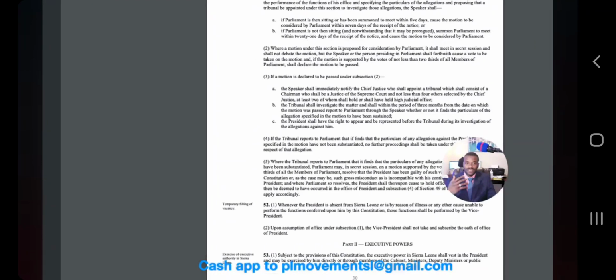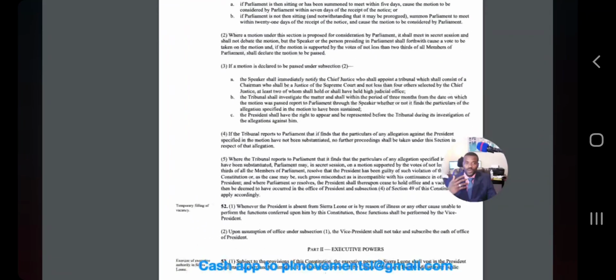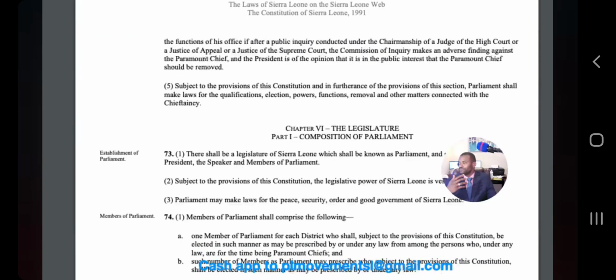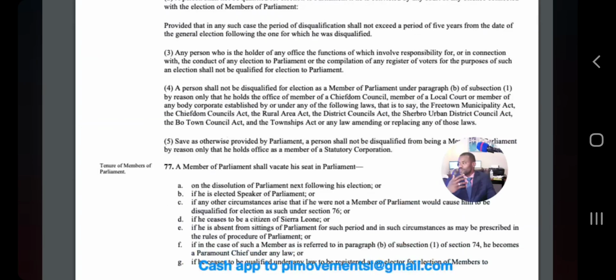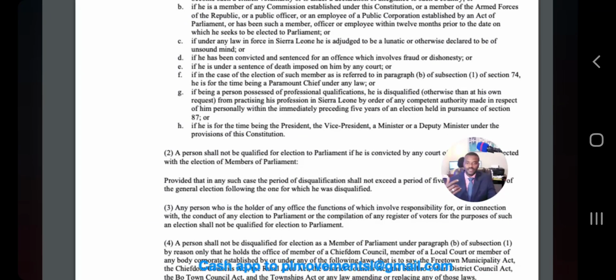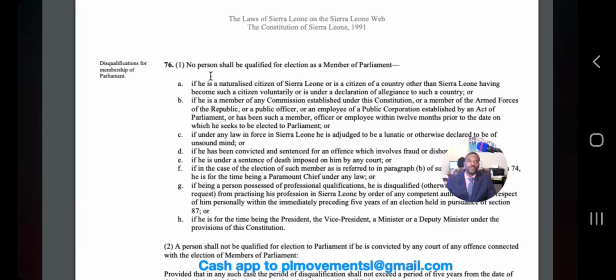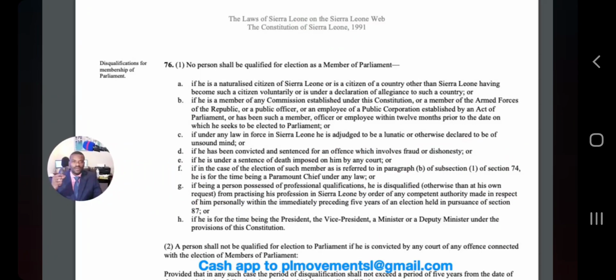Section 76, subsection 1. Let me take you guys there real quick. So you guys can see, this is the part of the law that I want to share with you that has to do with dual citizenship, right? No person shall be qualified for election as a member of parliament. Of course, that affects you, even for presidency, if he is a naturalized citizen of Sierra Leone or is a citizen of a country other than Sierra Leone, having become such a citizen voluntarily or is under a declaration of allegiance to such a country.